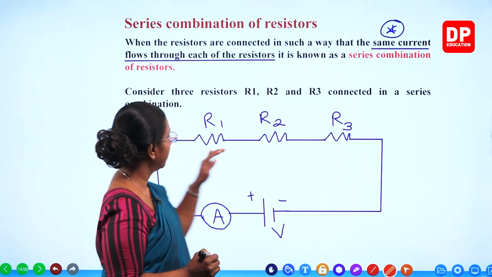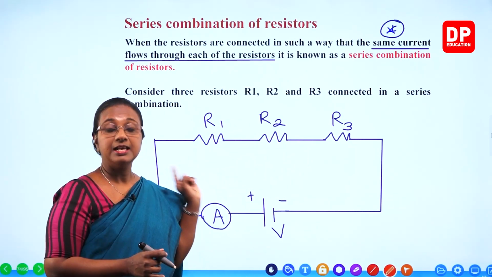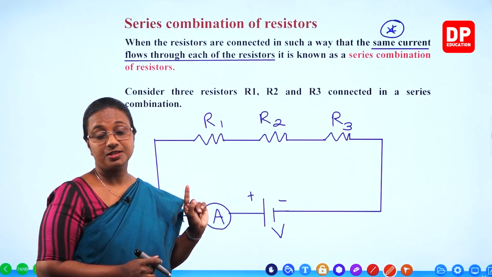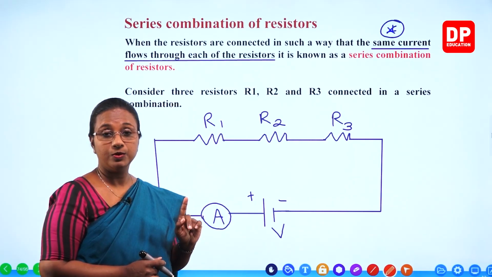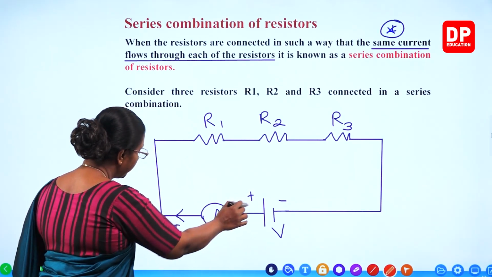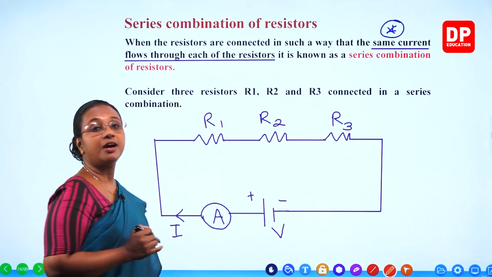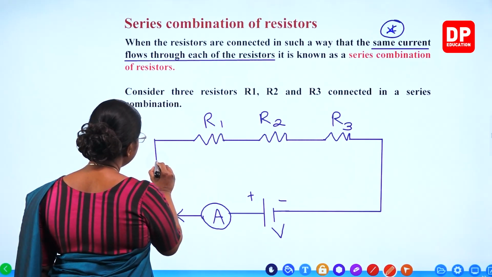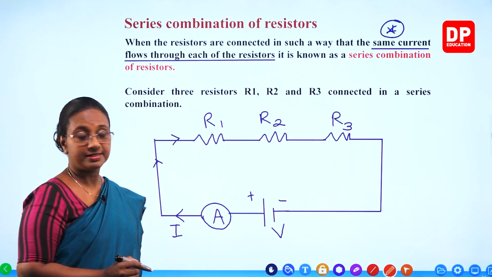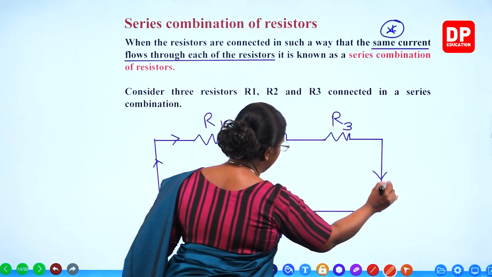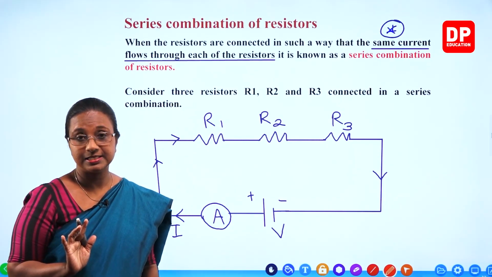Now this combination where you have the resistors one after the other connected in the circuit is what we call the series combination. So in this combination, the current flow is going to be the same value. How is that going to happen? Now from the positive terminal, current flows through this and there is only one path for the current to flow. So current flows in this direction. Here the same current flows through all the resistors and it flows back to the dry cell. So the same current will flow through all the resistors.